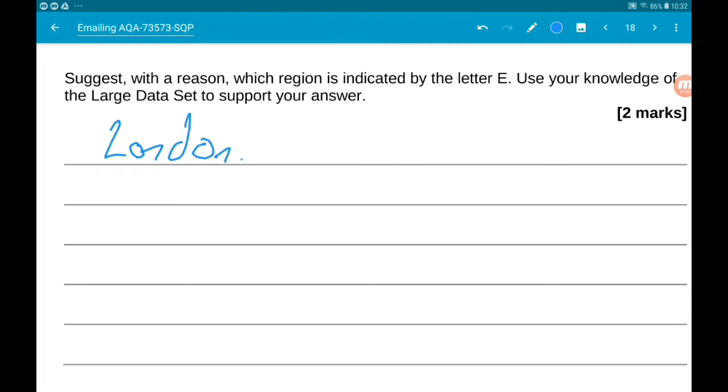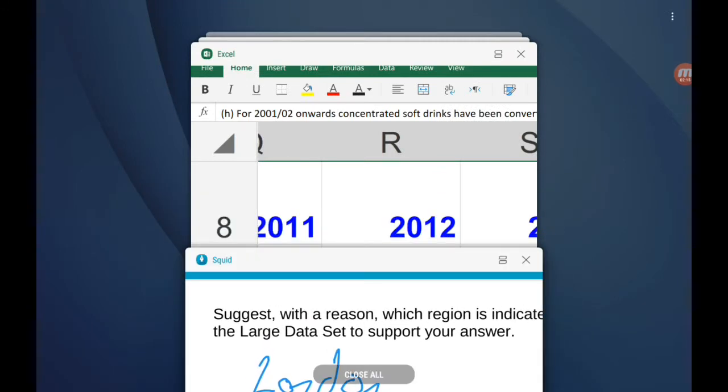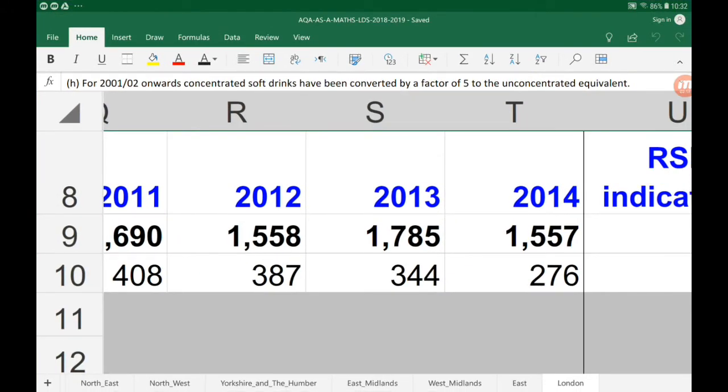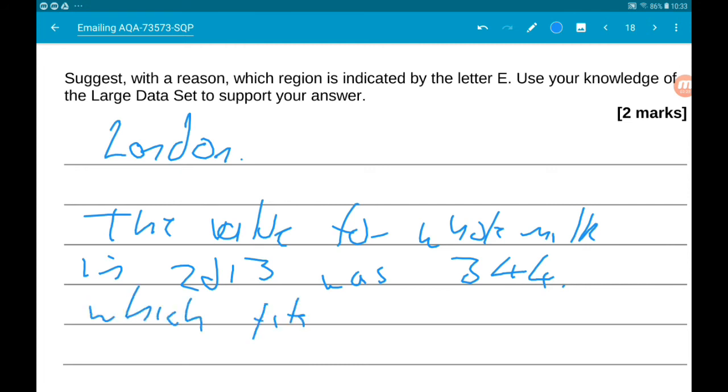Now for the reason, we can say the value for whole milk in 2013 was 344, which fits with figure 1. Cool.